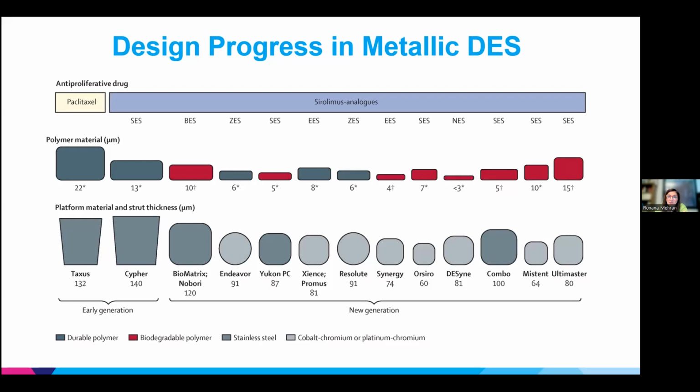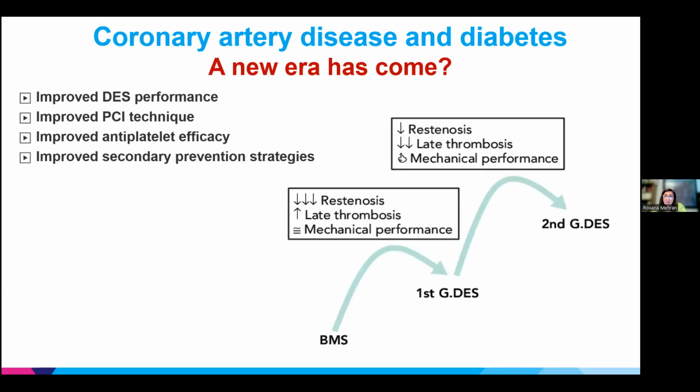There's been huge design progress in metallic DES, and we see this over the years with less strut thickness, changing of the polymer material to be less inflammatory, and now really going to either everolimus or sirolimus analogs that are now being used as the anti-proliferative drug rather than paclitaxel. And I think where we are from bare metal stents to first generation, and no question that the second generation has shown some less restenosis, less thrombosis, and much better mechanical performances.